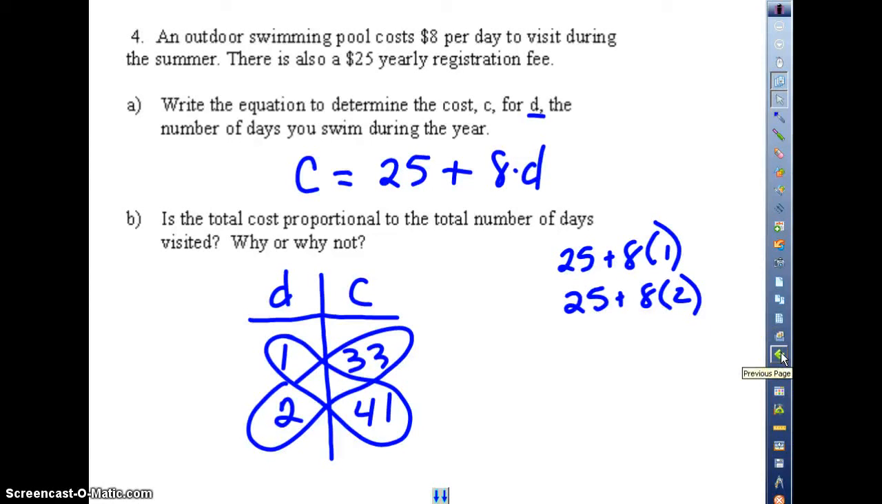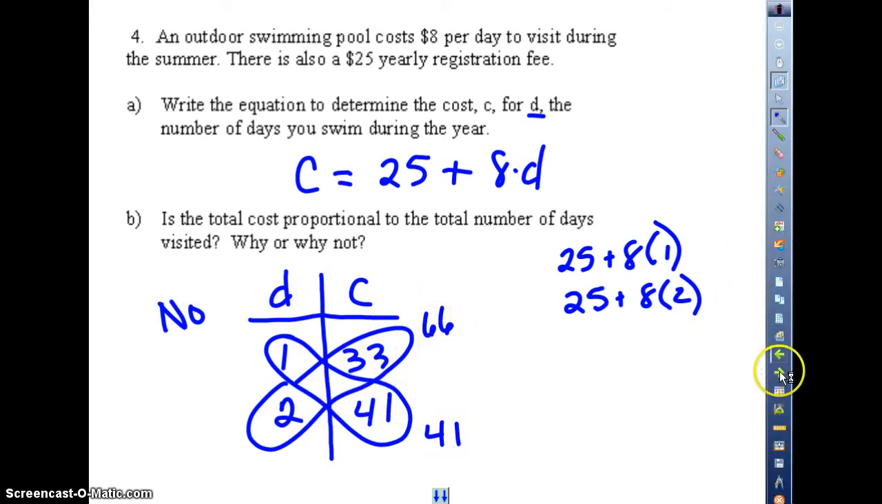I wasn't watching the time on that one and I got cut off there. So what we were talking about was the fact that when I put data into this table and checked, my cross products were not equal. I get 66 here and 41 here. So now you can answer the question, is the total cost proportional to the total days visited? Well, no. Why or why not? One answer would be when you check cross products on your data, your products weren't equal.